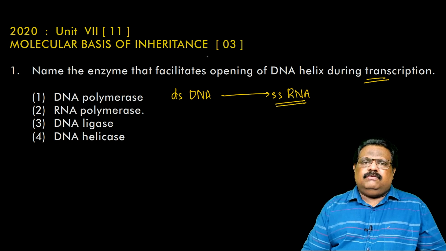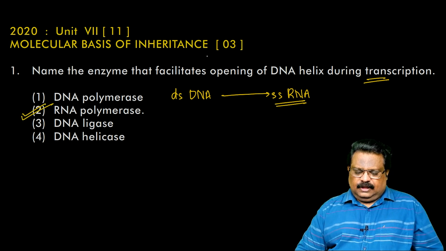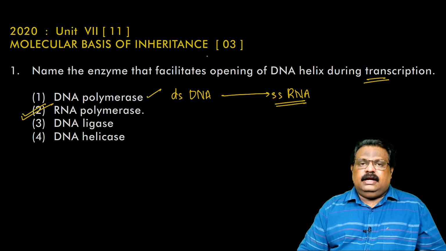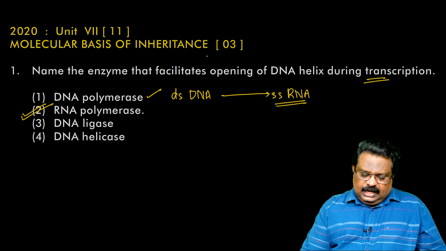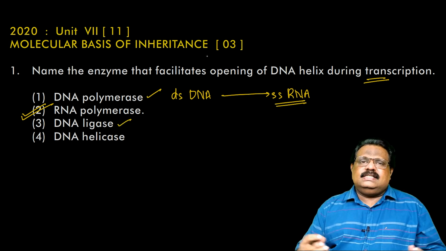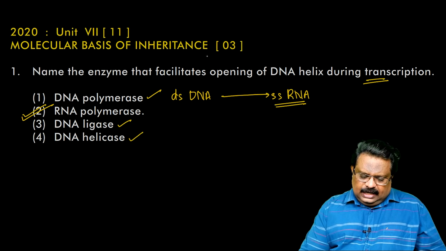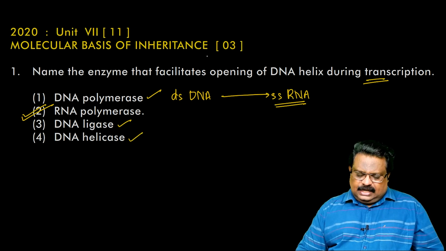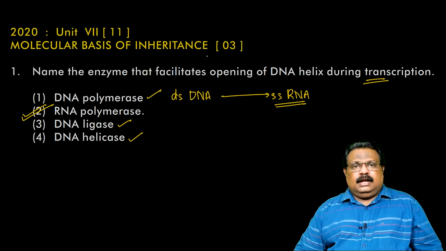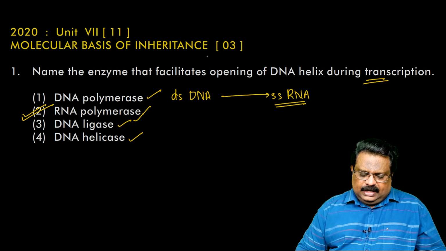The enzyme needed for RNA synthesis is called RNA polymerase. DNA polymerase is needed for DNA synthesis, that is DNA replication. DNA ligase is also needed during DNA replication so that the Okazaki fragments are interconnected by DNA ligase. DNA helicase is another enzyme, an unwinding enzyme, that is also used during replication, not during transcription. So in transcription, RNA polymerase is used.